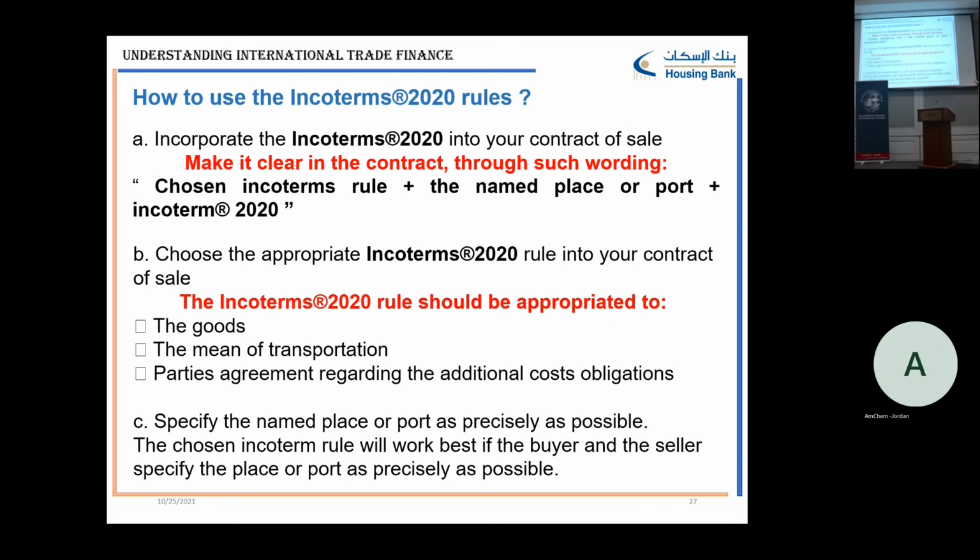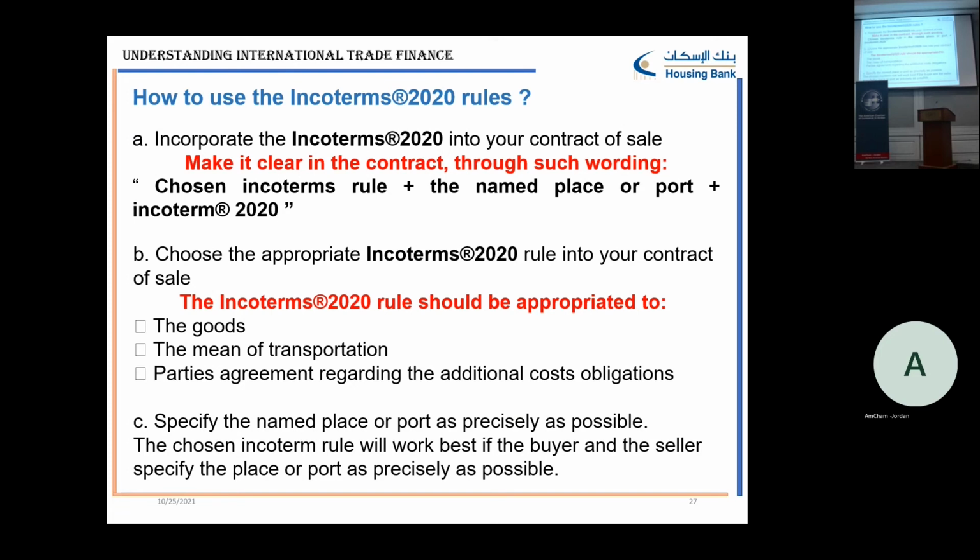Because in the Incoterms 2020 we have 11 rules, and for example in 2000 we have 14 rules. And each rule has a different description, and each rule describes the obligations and rights of each party, the importer or the exporter. So it is important to insert the Incoterm and the year of the publication published by the International Chamber of Commerce. And I have to insert the named place.